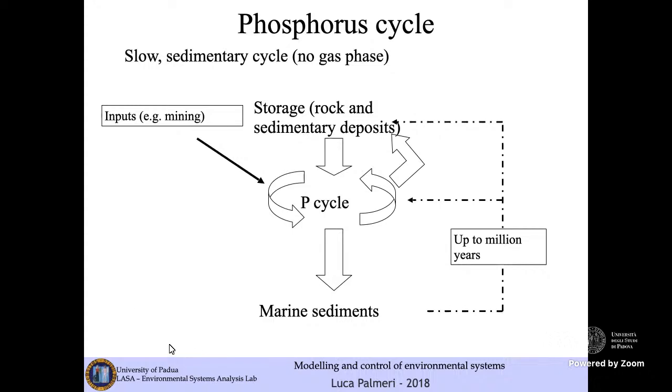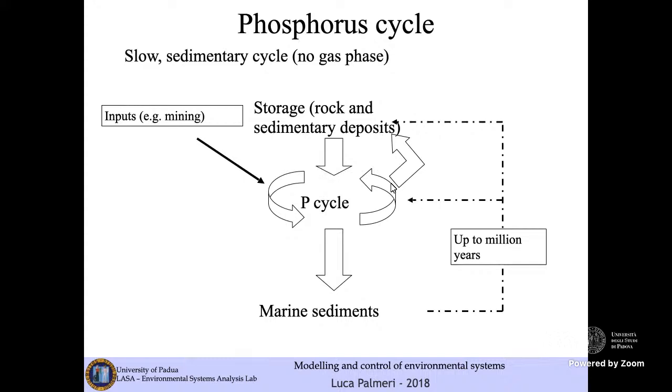for the phosphorus cycle. In this case, for example, you may have input linked to mining activities or anthropic activity, or you may have input due to weathering of rocks or due to sedimentary deposits. So this is again settling. Of course, this cycle, as well as the marine sediment processes, all require very long time intervals to happen, up to millions of years.